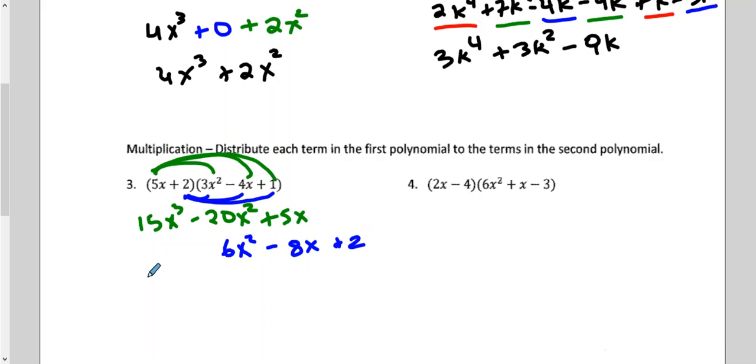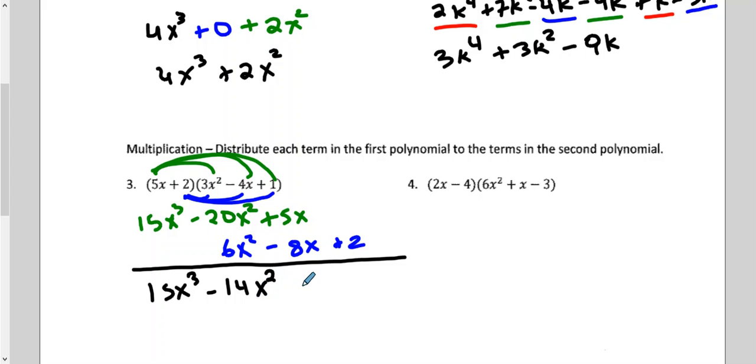And now you can go ahead and combine your like terms. There's nothing here, so that's just 15x cubed. So negative 20 plus 6, that's negative 14x squared. And then you have 5 minus 8, which is negative 3x. And then I'm just going to bring down the 2. So this is my final answer.